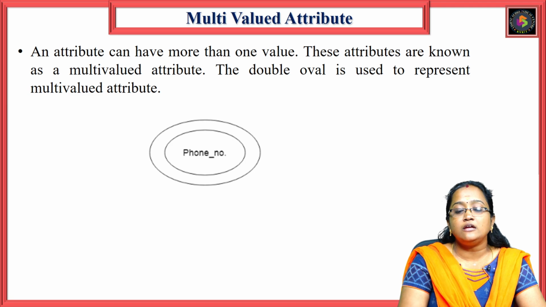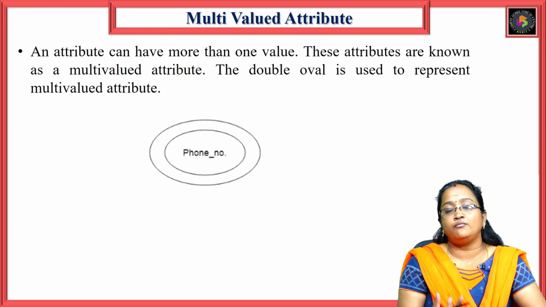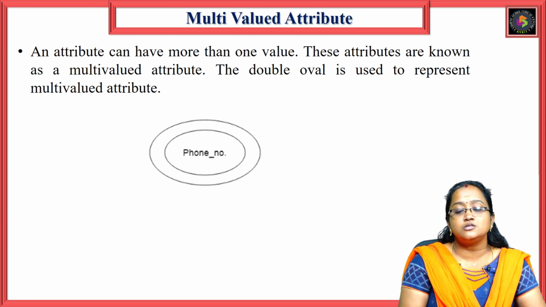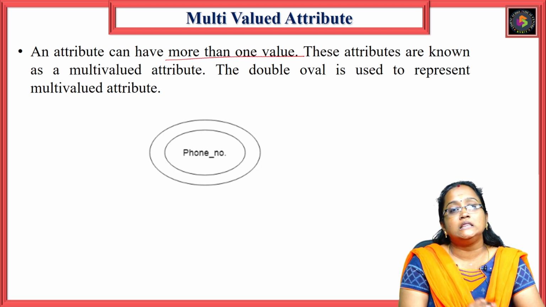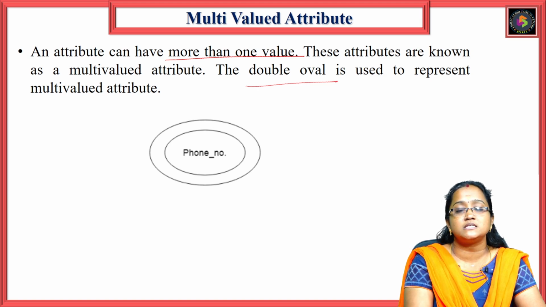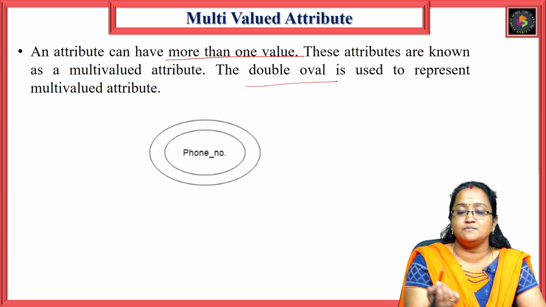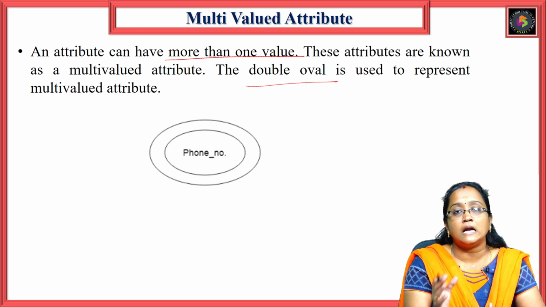Next one is multi-valued attributes. Multi-valued means there can be an attribute which holds more than one value. When an attribute has more than one value, it is called a multi-valued attribute. A multi-valued attribute is always represented in a double oval, or double ellipse. A phone number can have more than one value, so this phone number is a simple example of a multi-valued attribute.